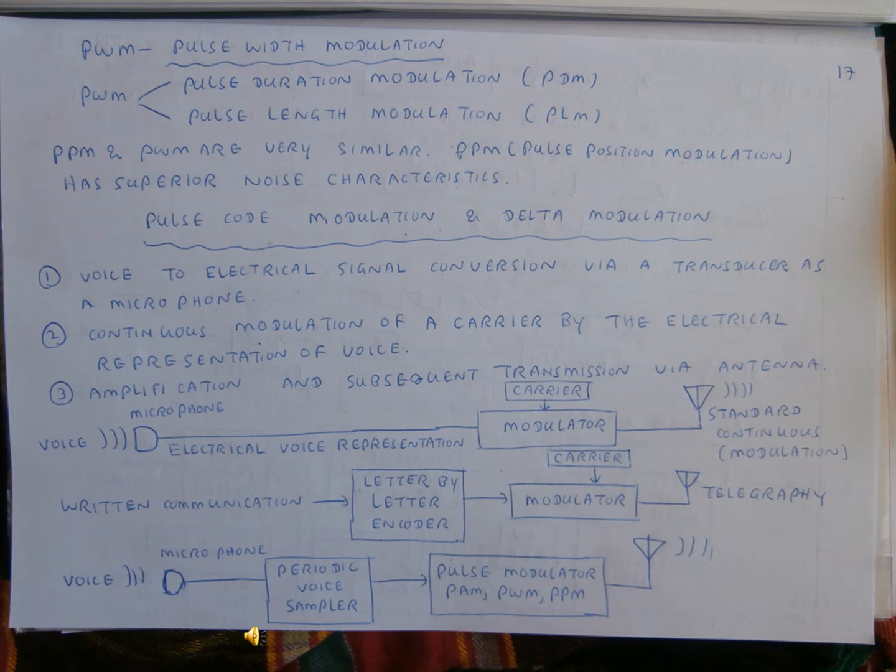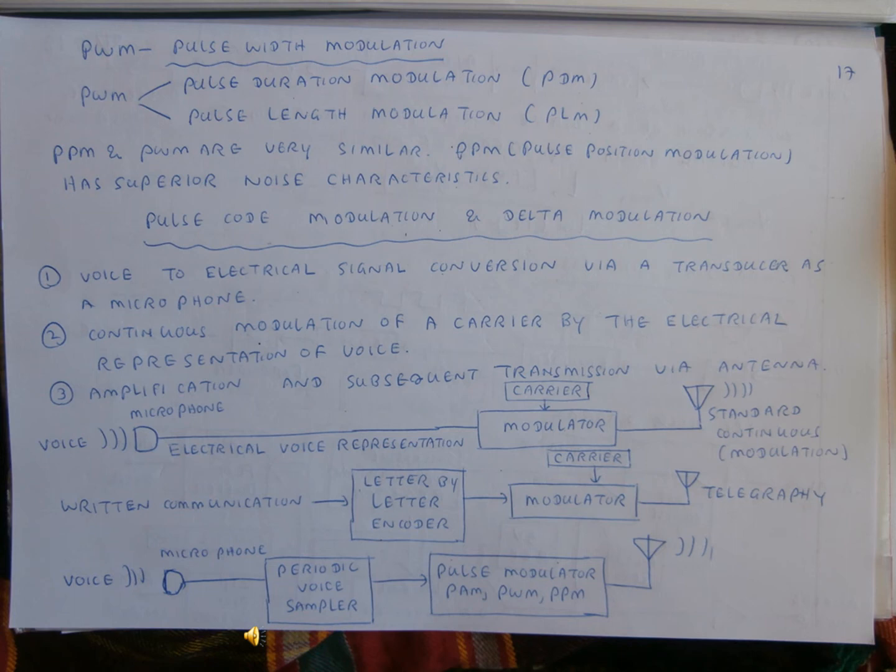Under this, you can also see the pulse code modulation operation block diagram. The input voice is received by the microphone, and the voice signals are converted to the electrical signal, the electrical voice representation. Those electrical signals are combined with the carrier frequency in the modulator, and the modulated frequency waveforms are transmitted by the standard continuous modulation and transmitted by the antenna. And similarly, this is for the voice conversion.